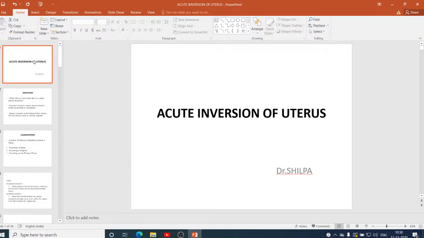Good morning, everyone. Today, the topic for discussion is acute inversion of uterus. This is a rare complication usually seen when the third stage of labor is mismanaged.